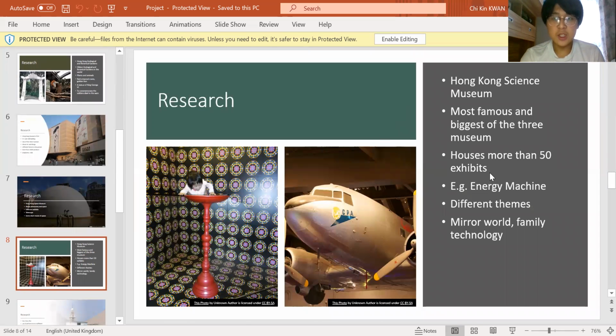The other museum is the Hong Kong Science Museum. It is the most famous and biggest of these 3 museums. It houses more than 50 exhibits. The most interactive and famous exhibit is called the Energy Machine. There are different themes, such as Mirror World and Family Technology, or other fun exhibitions. In the first photo is the Mirror World, where kids are sitting on a stand, and the second picture is the airplane.